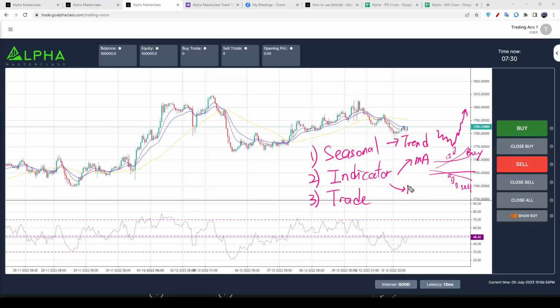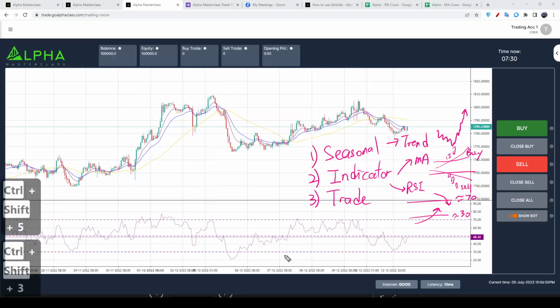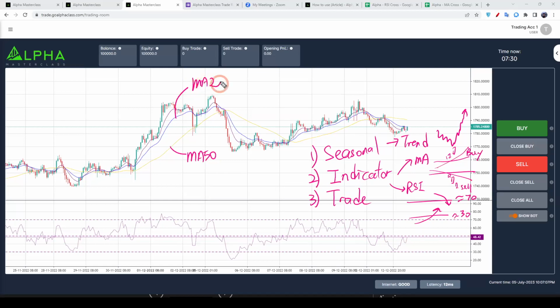RSI, the tricky part is it crosses up around 30. Again, it's around 30, it does not need to be forced to be exactly 30. Then it crosses down around 70. And this is the strategy. What are the three colors of indicator? This one is MA 50, this is MA 20, and this is MA 10. Which one to use? You use the line that is clearest to you.